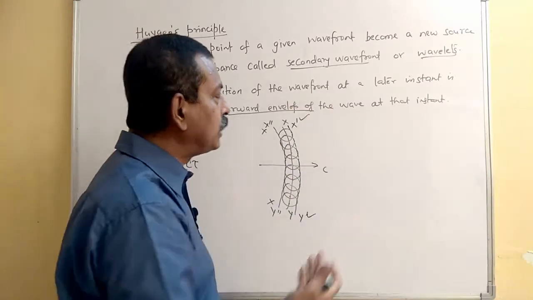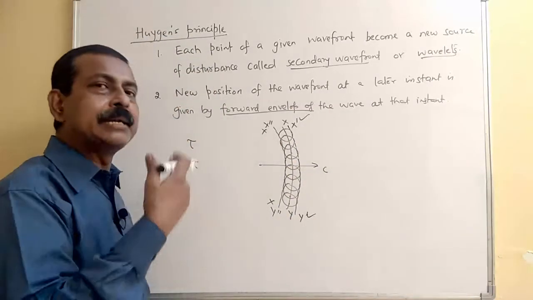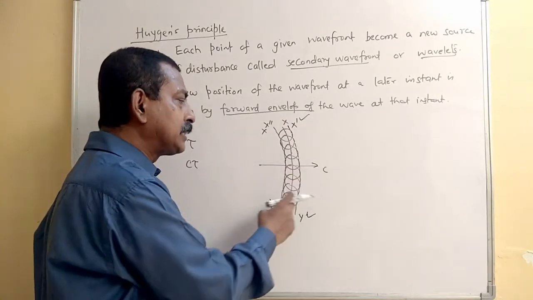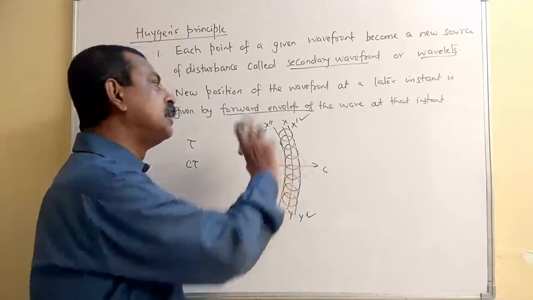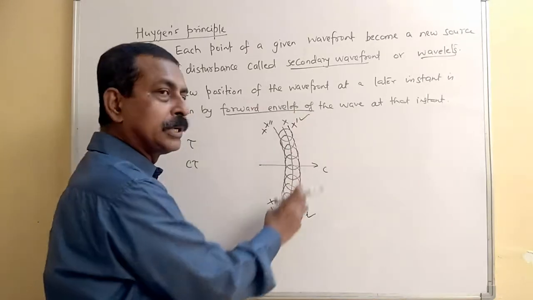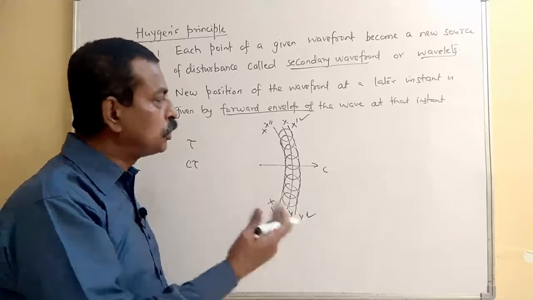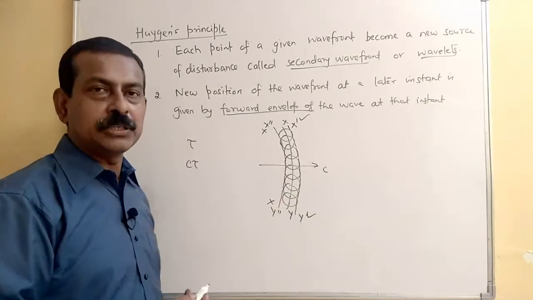If you want to find the wavefront at another later instant, you take every point of X dash Y dash as the new source of disturbance, construct the wavefronts there, and the forward envelope of the wave will give the new position of the wavefront at that particular instant.